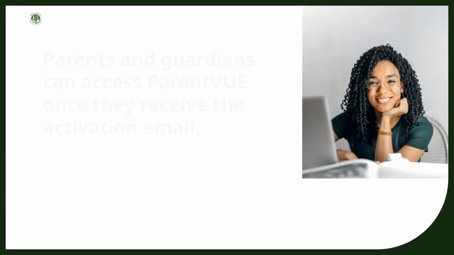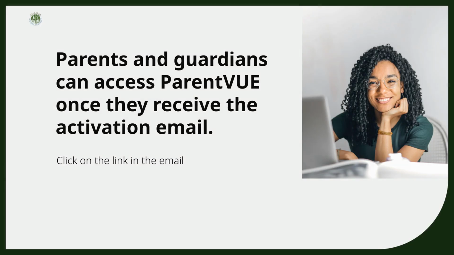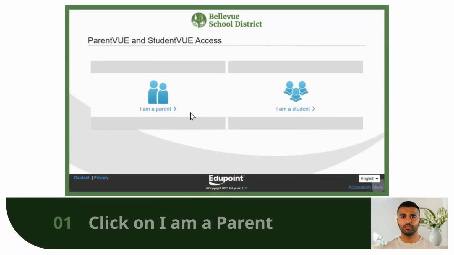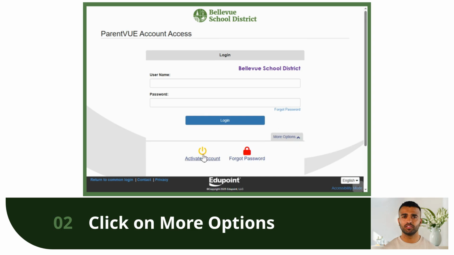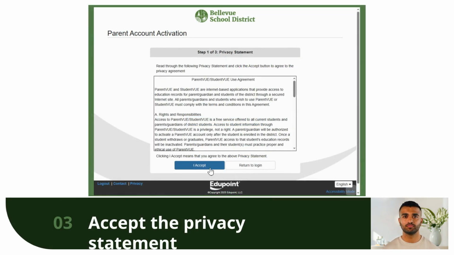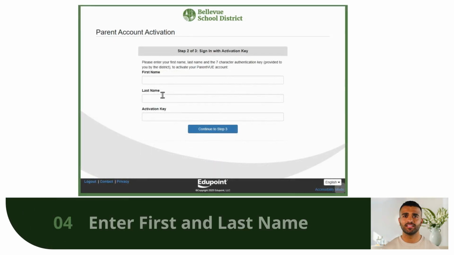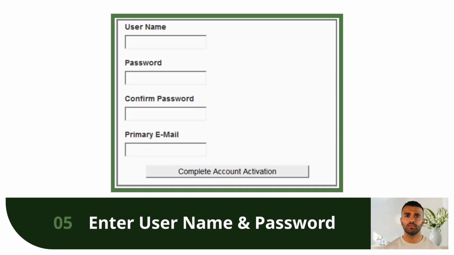Once a parent has the activation email, they can access ParentVUE by clicking on the link in the email. To log in, click on I am a parent. Click on More Options, then Activate Account to create an account. Accept the privacy statement. Enter your first name, last name, and activation key exactly as shown on the email you received. You'll be prompted to choose a username and password, provide an email address, and complete your account activation.